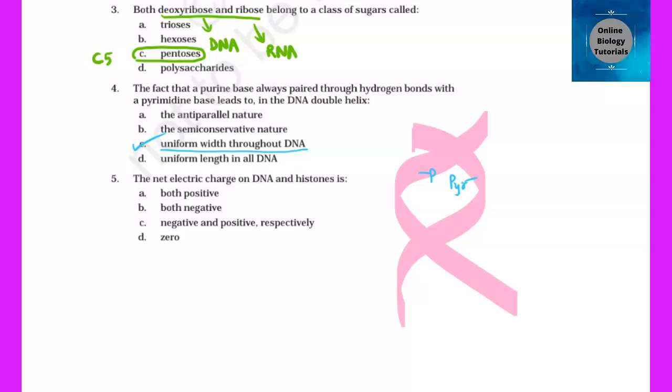The net charge on DNA and histones. DNA is negatively charged because of the phosphate group and histones are positively charged because they are composed of lysine and arginine. So the only option that is correct is option number C.